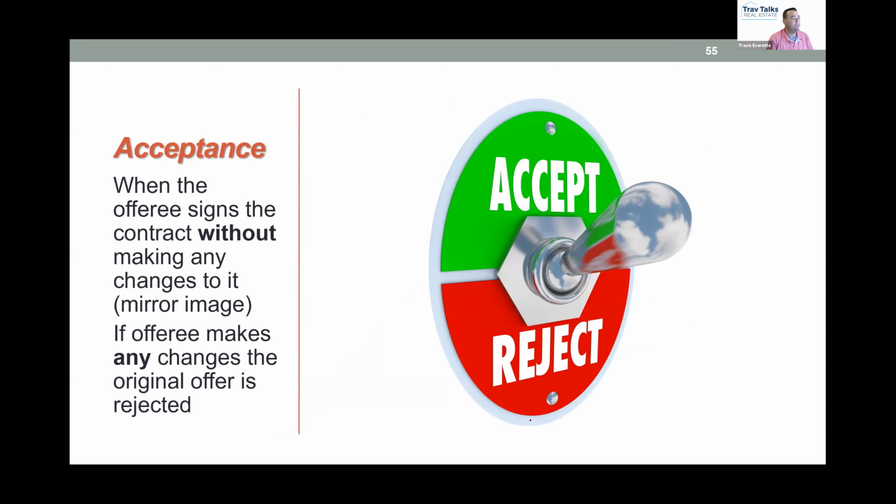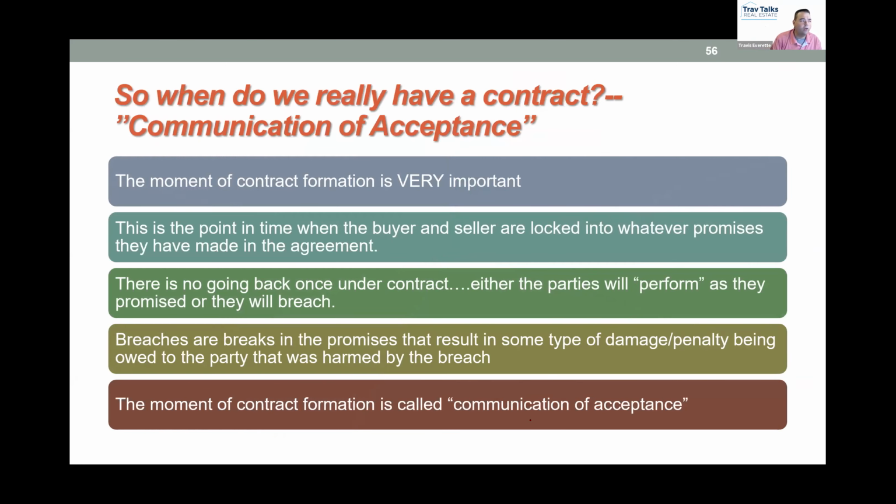We talked about acceptance. Acceptance is an all or nothing thing. You either accept or reject. Those are the choices for the offeree. Signing without any changes is considered acceptance. Reminder here, we're not under contract until we have communication of acceptance. What that means is that the offeree signing without making any changes is not quite enough. We need to go one step further. The offeree has to communicate back to the offeror that we are under contract.